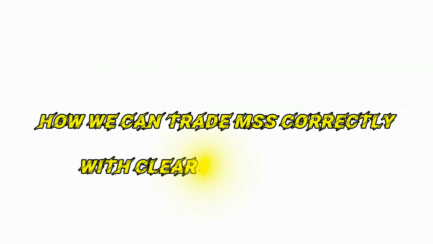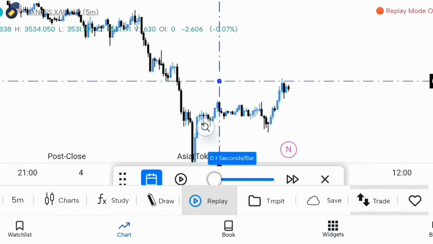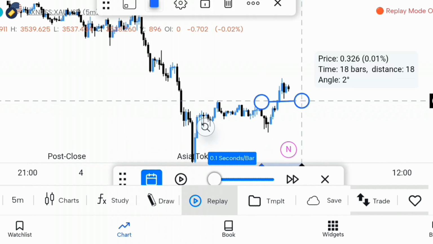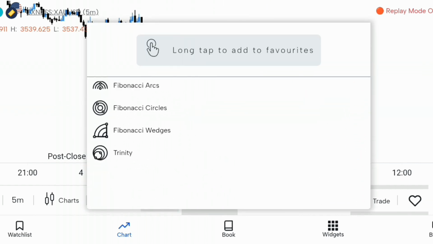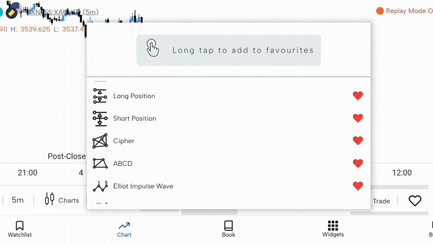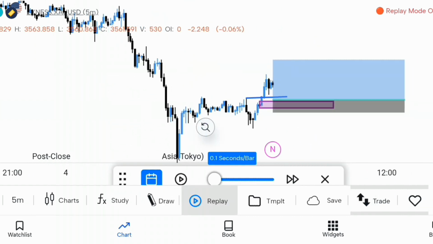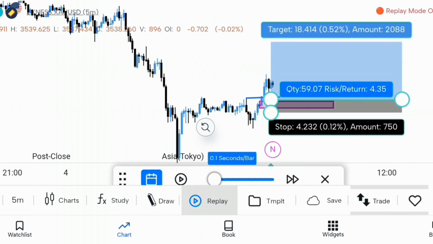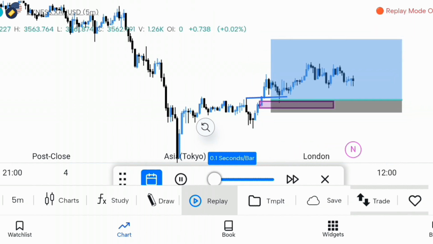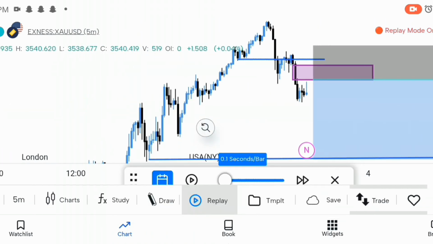Now, let's look at how we can trade MSS correctly with clear confirmation. Step 1, wait for MSS with a clear break of structure. I mean, market structure shift. Step 2, look for retracements into the FVG or other block. Step 3, entry aligned with EMA plus candlestick confirmation. This should be with lower time frame and higher time frame context. Step 4, stop loss just beyond the MSS point. For bullish, stop loss below, and for bearish, stop loss above. So let's see some chart examples.